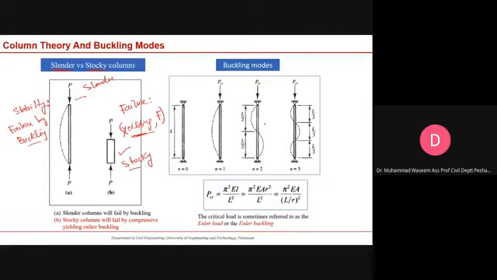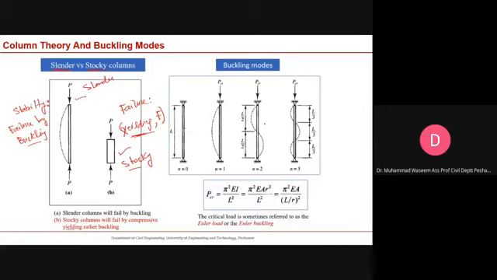So as I told you, if there are two types of columns, one column is cylinder, okay, the cross-sectional dimension is very small, and if you apply the same magnitude of load on these two columns, this column will fail by buckling and this will not fail by buckling. And if you keep on increasing the load, maybe it fails by yielding, okay? So the column which fails in buckling, we call a cylinder column, and the column which fails in yielding, we call a stocky column.